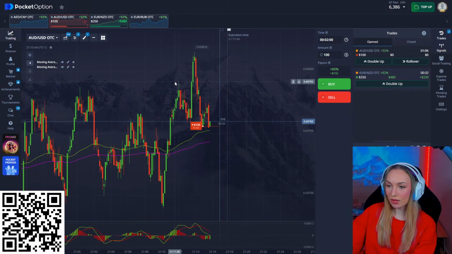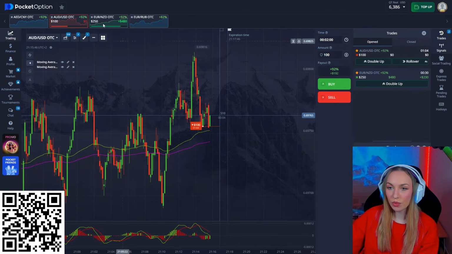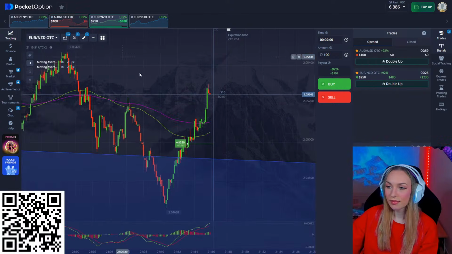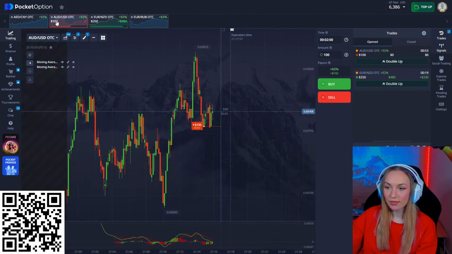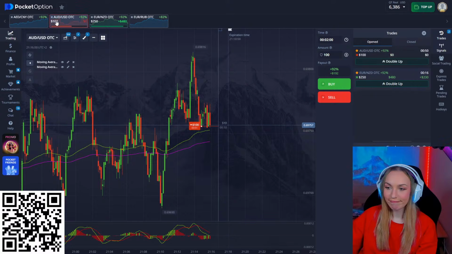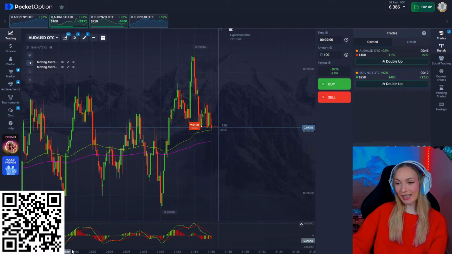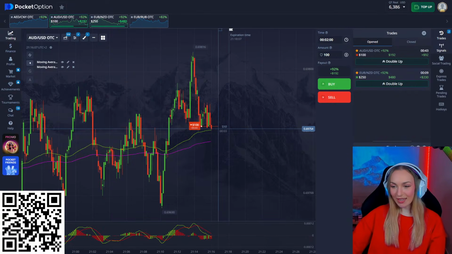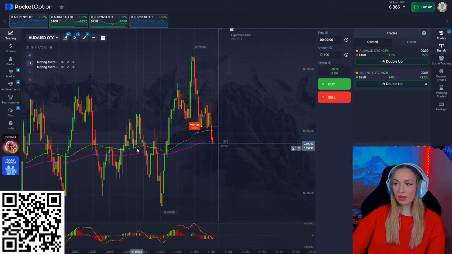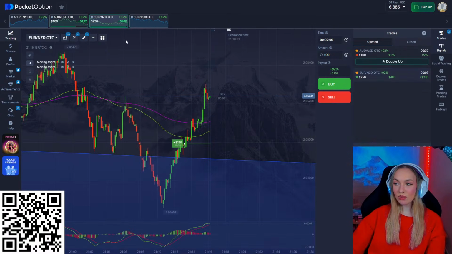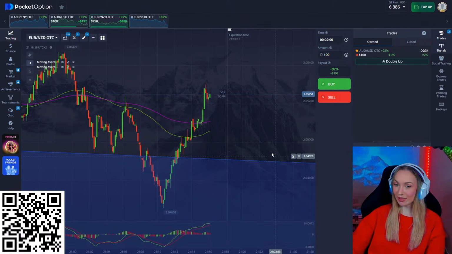Okay, AUD USD is super close to my entry point. And here we have the last 20 seconds. AUD USD again is killing me. Already 3 trades I opened here. One was super profitable, another was not profitable, and now the third one we will see.